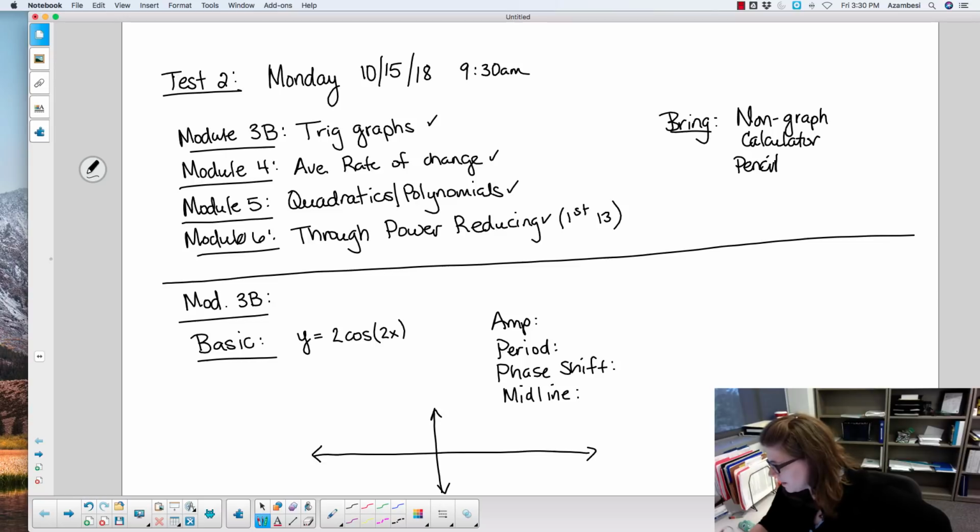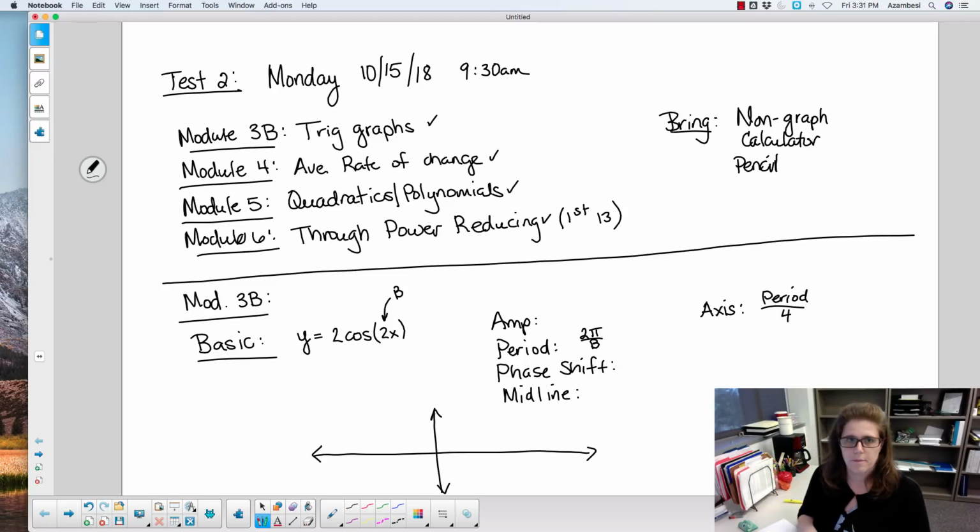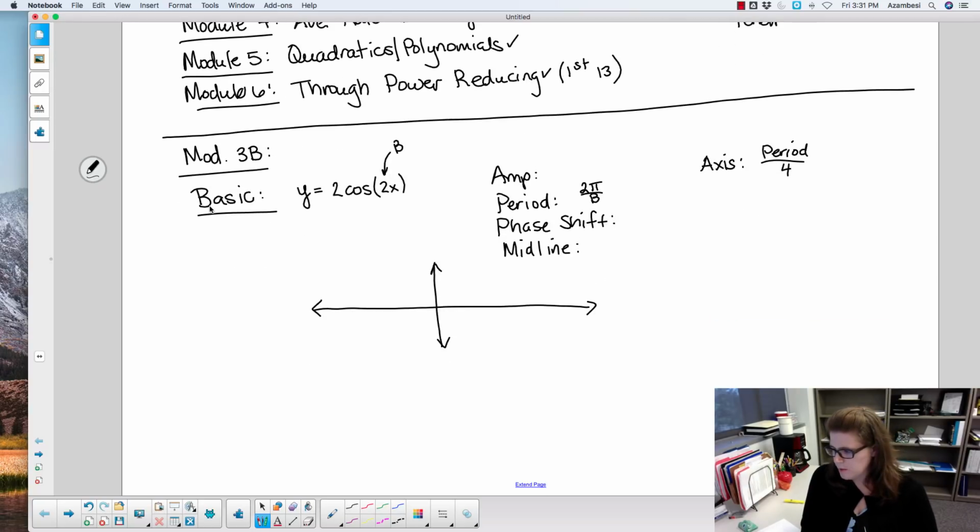Remember that your period is equal to 2 pi divided by b, and your b term is whatever falls in front of the x. Now if you're looking for how often you have to make hash marks on the axis, remember that your axis marks come at every period divided by 4, since there's 4 of them. So that is what I consider a more basic one. You'll have one basic and one more challenging.